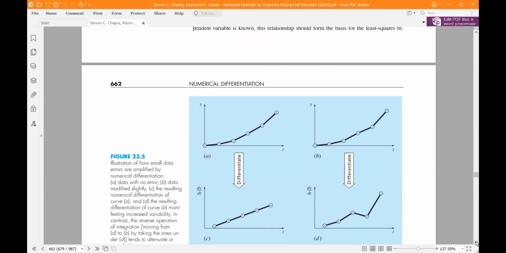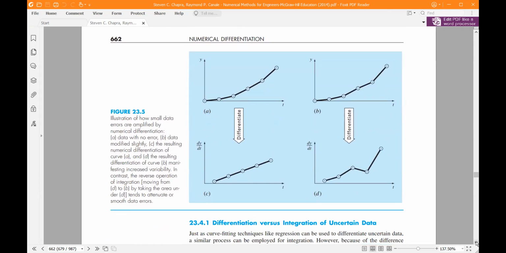If we have error in our data, sometimes you see that error may give you some strange result in your numerical computation. That is easily understandable. You know that your derivative is the rate of change. If you have an error in your data, two consequences can be there. That can be understood intuitively from your understanding of derivative.